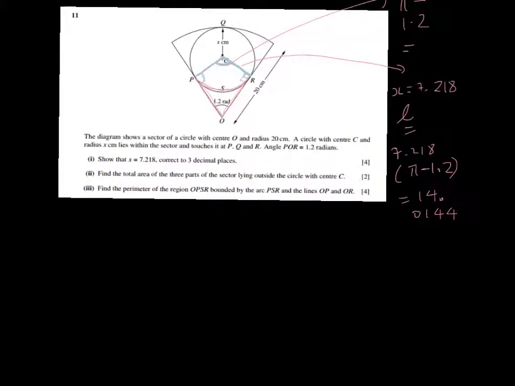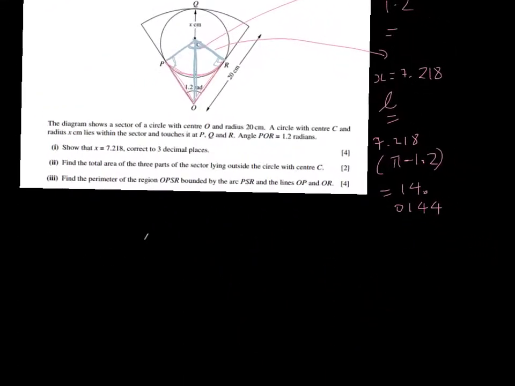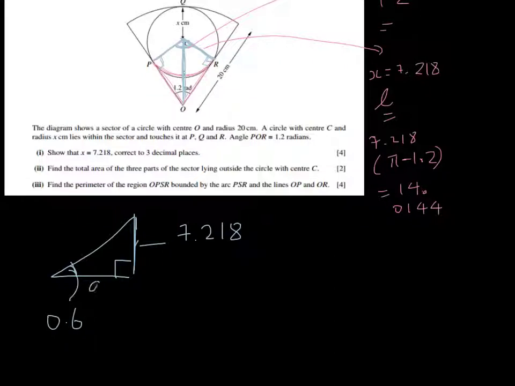What I need now is the two straight edges part of it, and I'm going to use my right angle triangle again. So I'm going to cut down the middle there, and if I rotate that around, you can see my right angle triangle. Hopefully you can see the right angle triangle there again. Okay, so I'm going to use that right angle triangle again to work out, this time, the base. So I already know that the height of that triangle is 7.218. I know that the angle there, again, is half of 1.2. It's 0.6. And what I want now is this base here, which is the length OR.